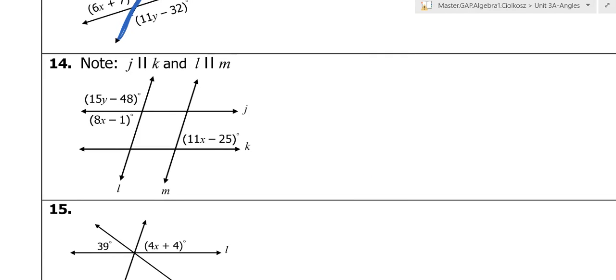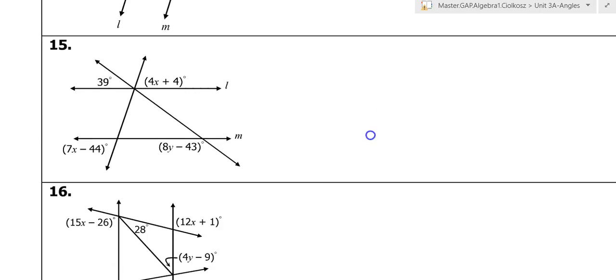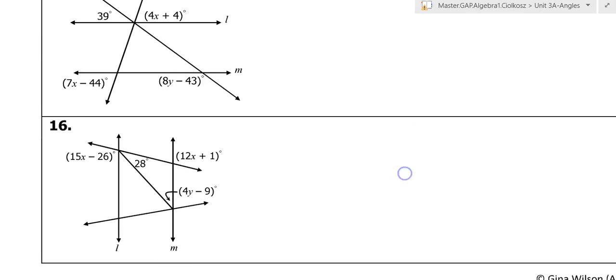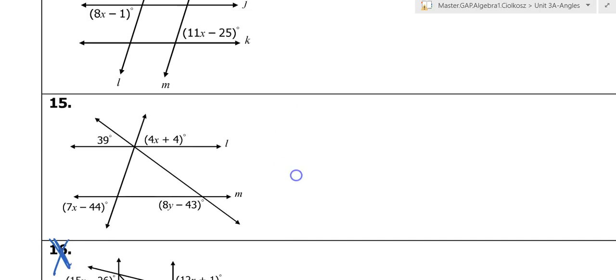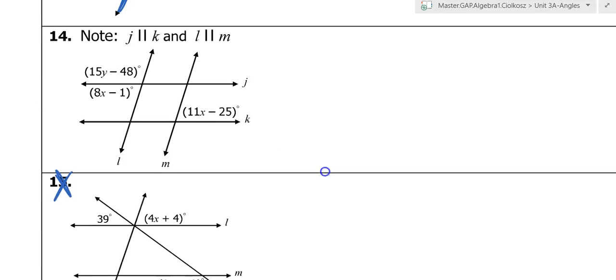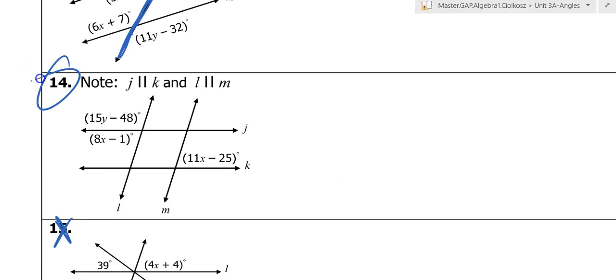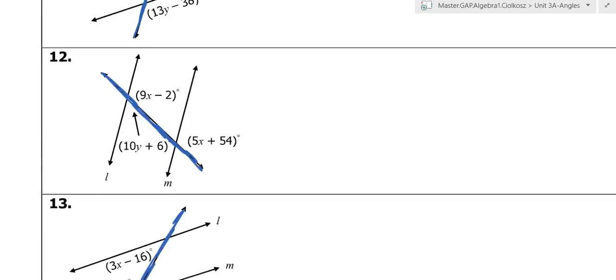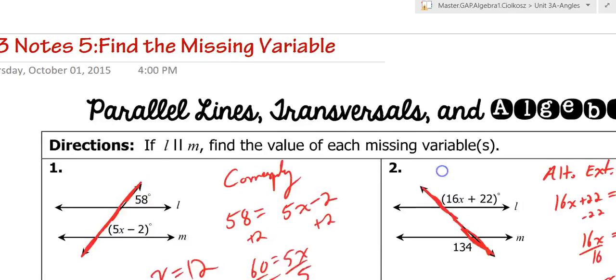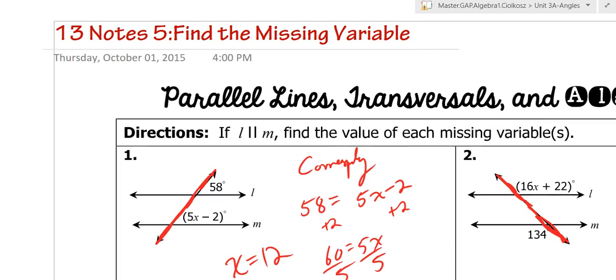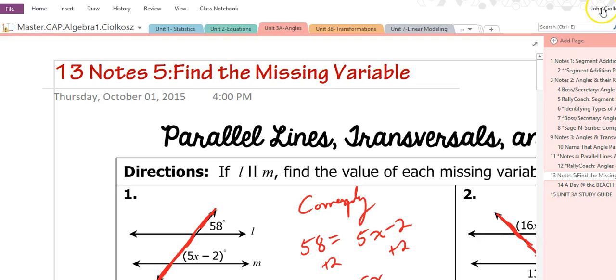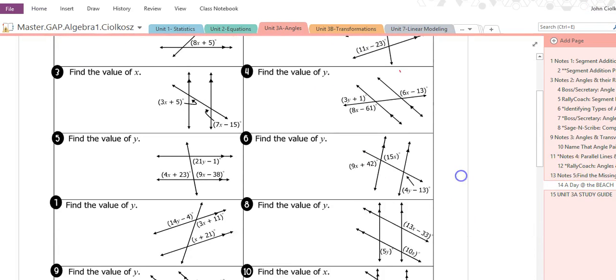Okay, so now we got a whole bunch of parallels. So let's make it a bit easier. We'll skip 16 and 15. But I want you guys to try and figure this one out. So here our x's will be equal to each other, and these two should add to 180. Once you guys have finished 13, you are moving on to 14 for some practice.